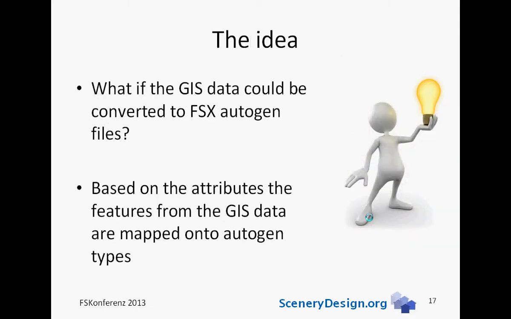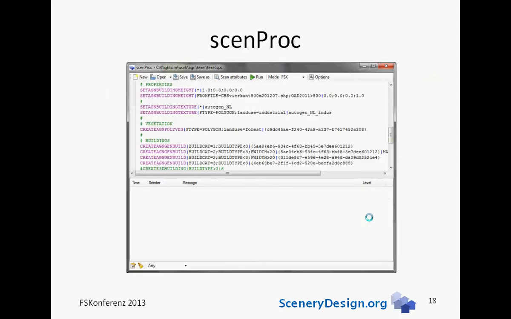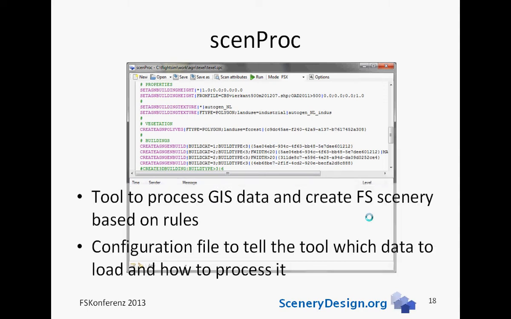So what's the idea now? What if we could take some GIS data and then convert it into Autogen for Flight Simulator? So if we have GIS data that defines where the forest is, wouldn't it be nice if that could be translated to an Autogen file that places forest at the same place? And the same for houses and for other kind of features. So that's the idea. And with that idea in mind, I started making a tool which I called scenProc, which stands for Scenery Processor, as it processes data to make scenery. And that tool can import GIS data, and then you define a number of rules how you want to transform that data into Autogen scenery for Flight Simulator.